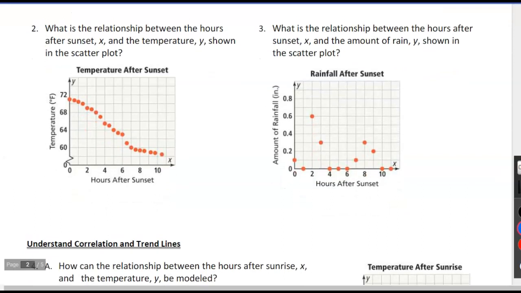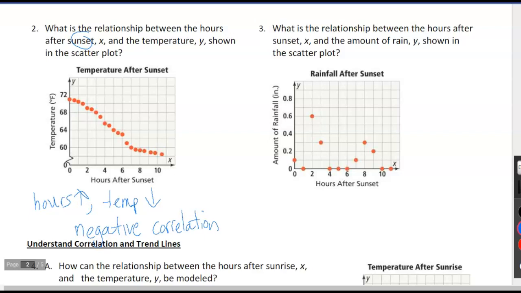Go further down here. What's the relationship between hours after sunset and the temperature? So we know that as the hours increase, the temperature decreases. And this is a negative correlation. So if you wanted to put the word correlation there, you can, or you can just write negative.